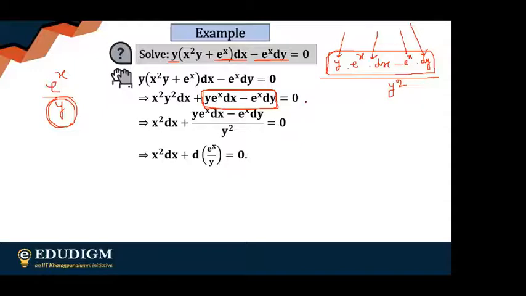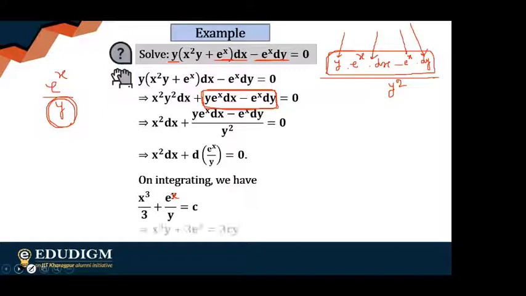So practice more and more sums. Now, if you just integrate, this is so simple. The first one is x cubed by 3, and the next one is, sorry, e to the power x by y. Okay, that's it. Very simple and elegant, but with some basic changes here and there and some adjustment, and using this exact differential equation, you can definitely solve this. All right. If you guys have any problems regarding this, please let me know.